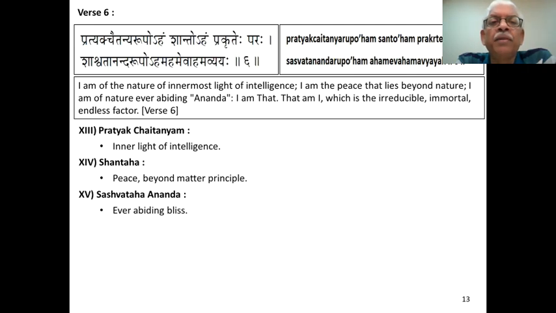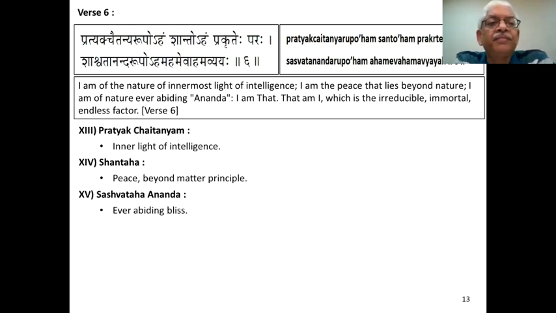Shantaha, Shantoham Prakrite Paraha. Shantaha means peaceful. Why is it peaceful? It's beyond the matter principle. Matter is always changing, fluctuating. Therefore, it is fleeting. It has agitations. Shantaha means ever peaceful. Shanti is one of the names of Atma. In the Mandukya definition of Atma, Shantaha, Shanti, is one of the names of Atma. It's the same. Atma is given different names.